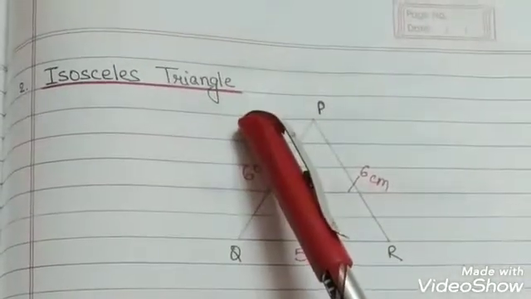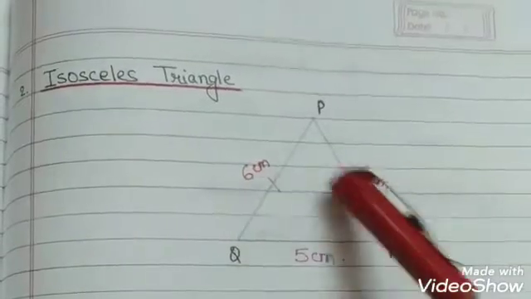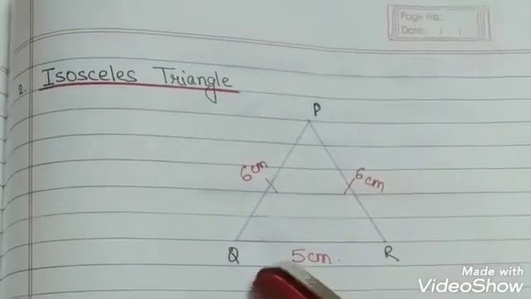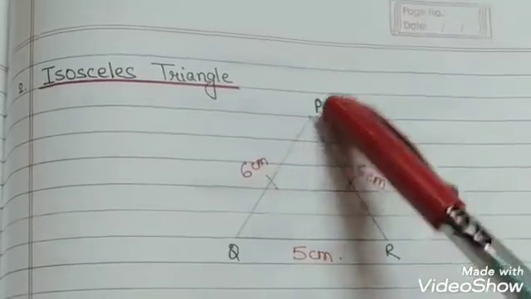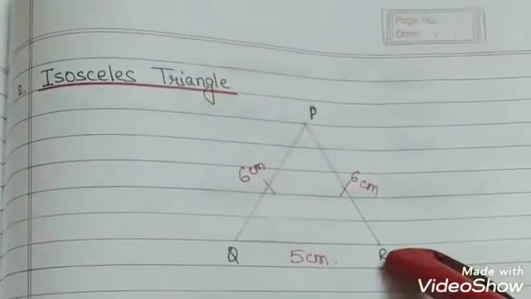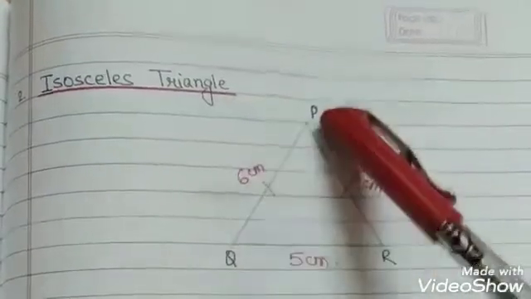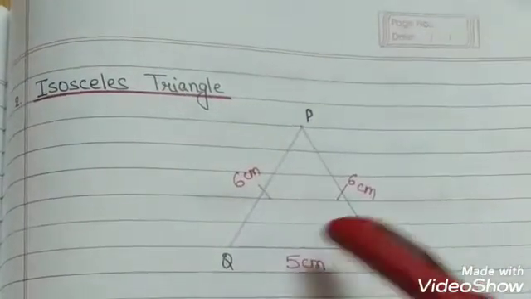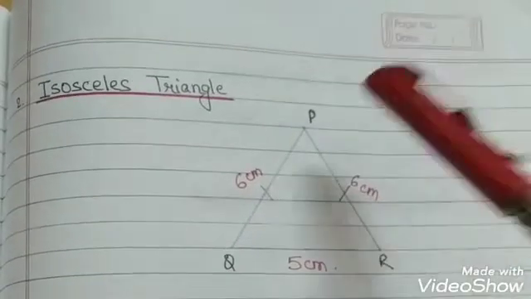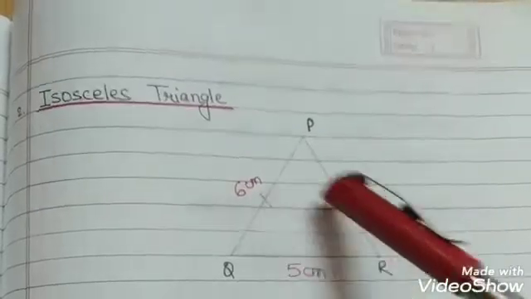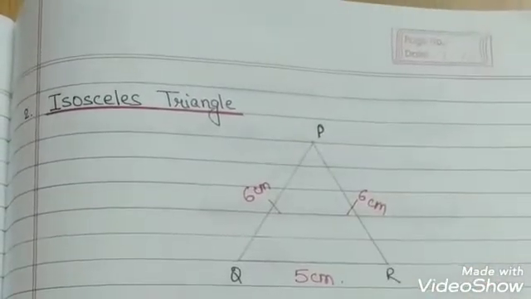Isosceles triangle. A triangle with two sides equal is called an isosceles triangle. Here in the figure you can see PQ and PR have the same measurement, 6 centimeter. Thus the two sides of the triangle are equal. So it is an isosceles triangle. Triangle PQR is an isosceles triangle as it has two sides equal.